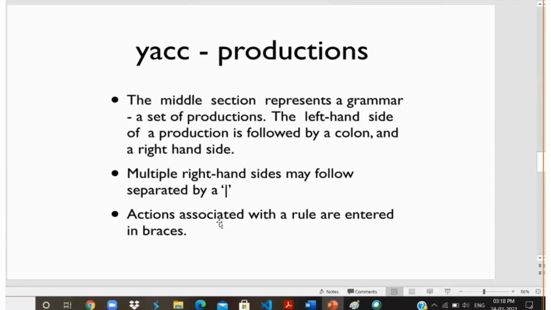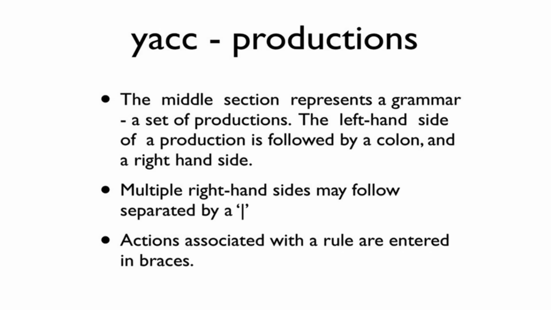Then, as we have seen in the syntax directed translation scheme in the theory class, what we do is, in front of every production we write the code. Likewise, here also in front of every production you need to write the C code, that when this production is reduced, what you need to do. Okay, so actions associated with a rule are entered in braces. Fine. Then let us look at the example.